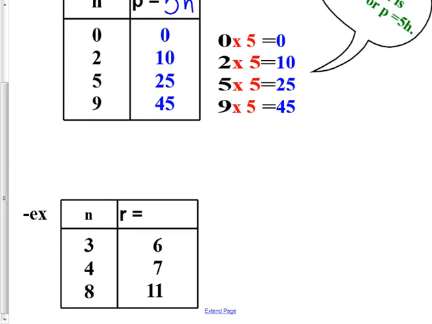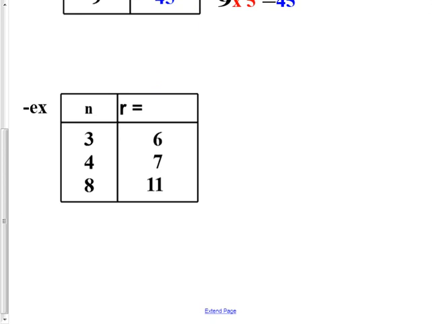All right, so take a look at this next one. Some things to think about. Our numbers are getting bigger.